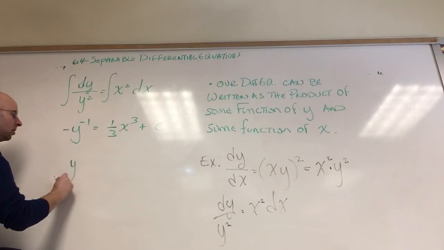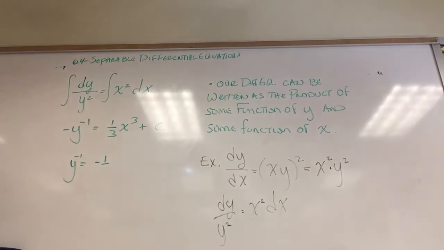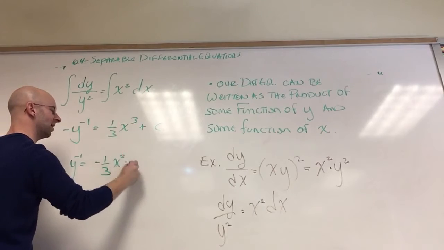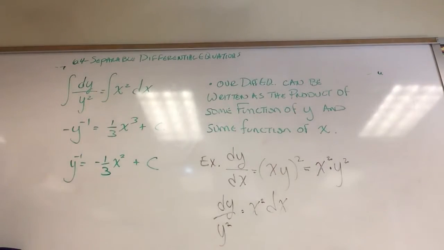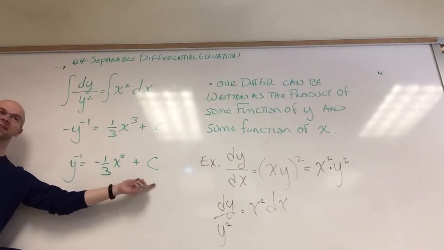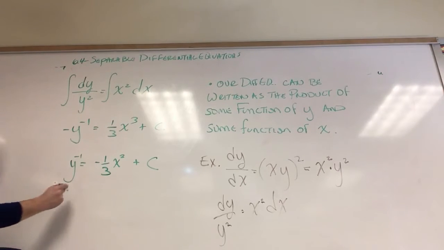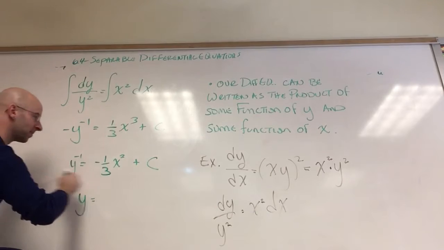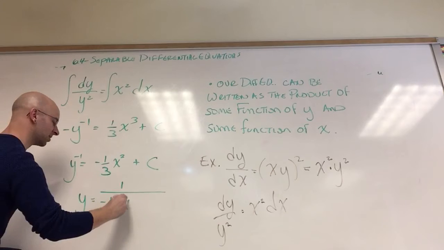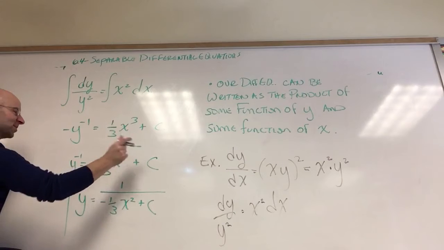So y to the negative 1 equals negative 1/3 x cubed plus c. A constant divided by negative 1 is still a constant. So I'm going to take the reciprocal. So we got y equals 1 over negative 1/3 x squared plus c. X cubed. Oh, where did I switch? X cubed.